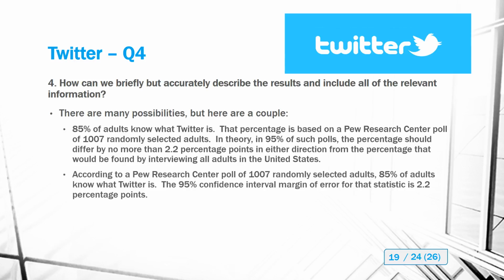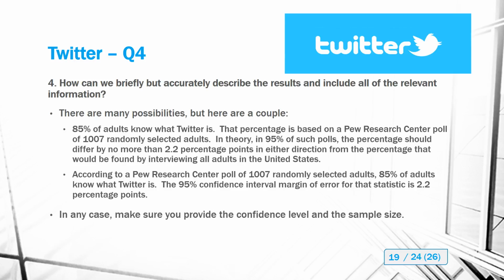According to a Pew Research Center poll of 1,007 randomly selected adults, 85% of adults know what Twitter is. The 95% confidence interval margin of error for that statistic is 2.2 percentage points. It says exactly the same thing as the first, but it's much more succinct, easier to understand, and it's certainly more powerful.